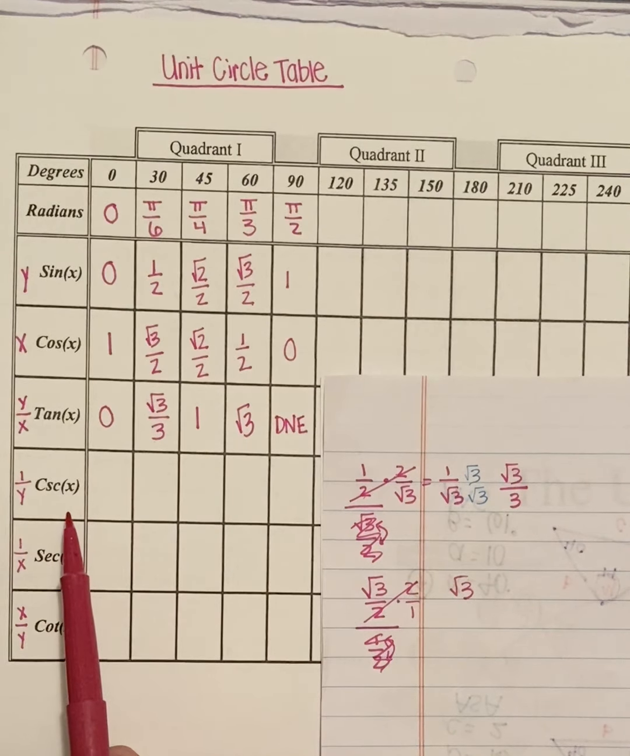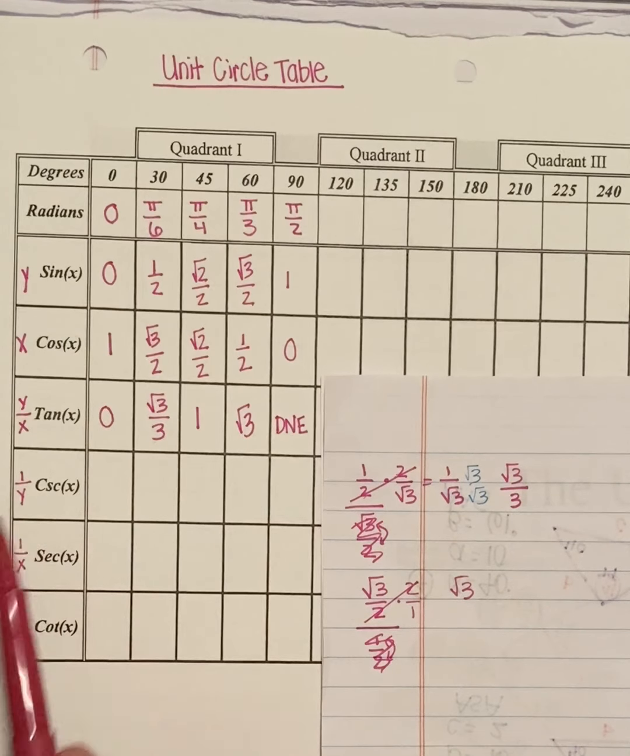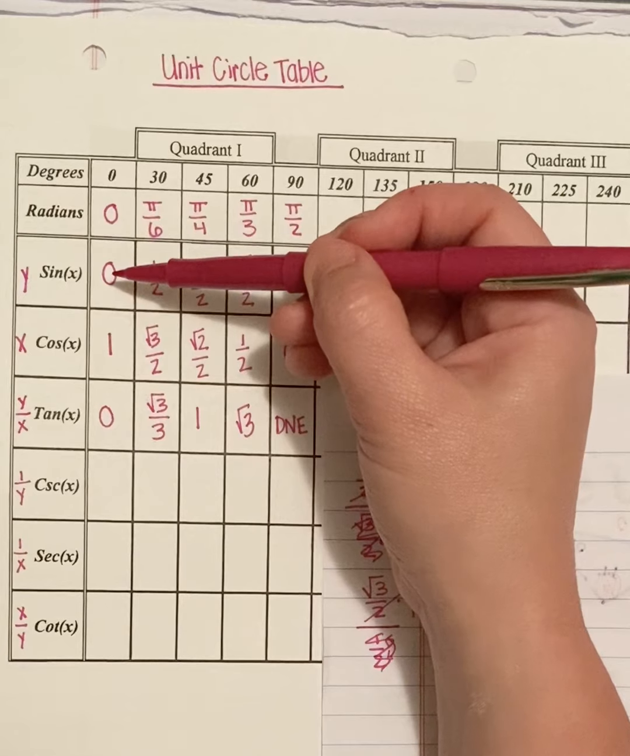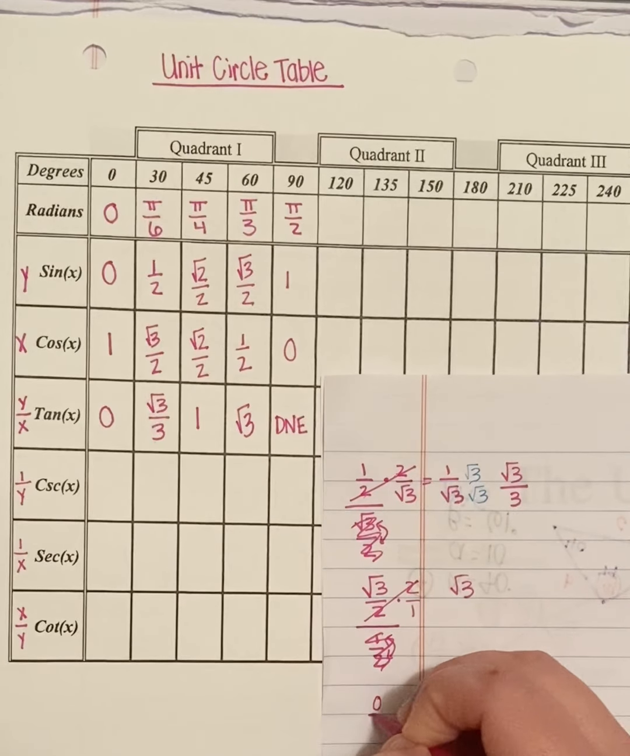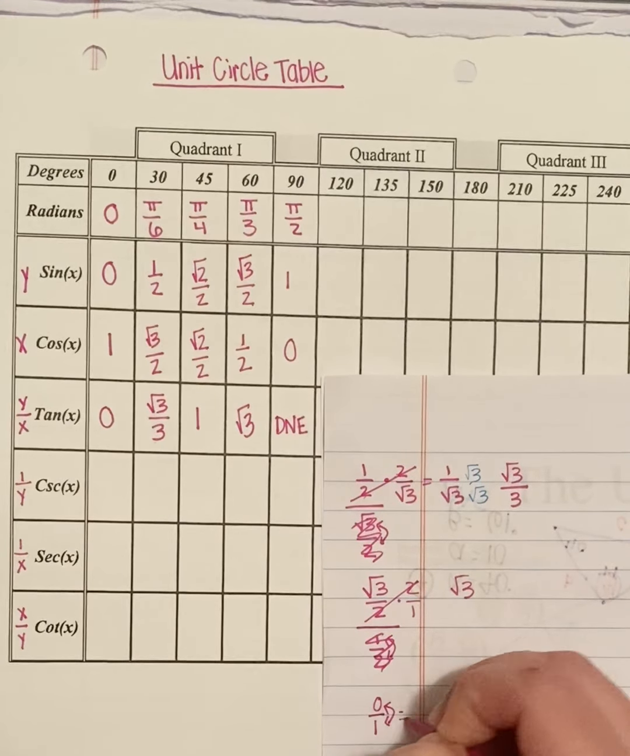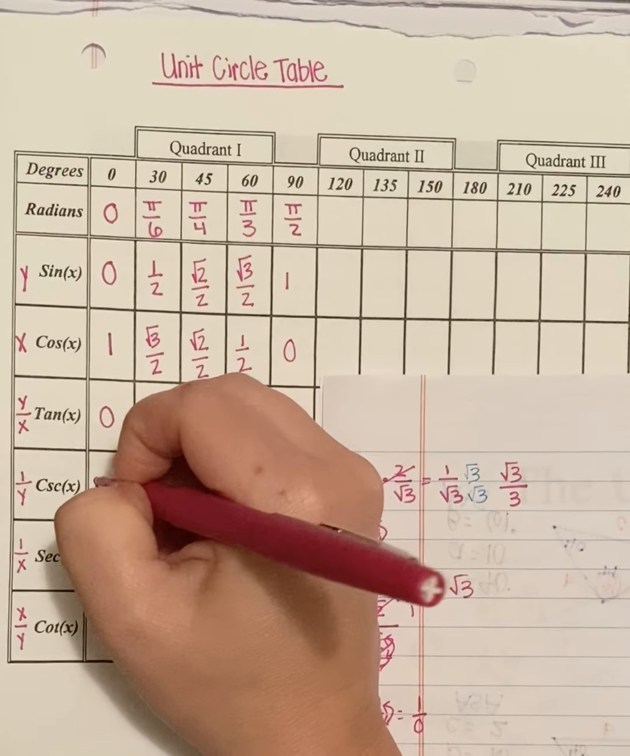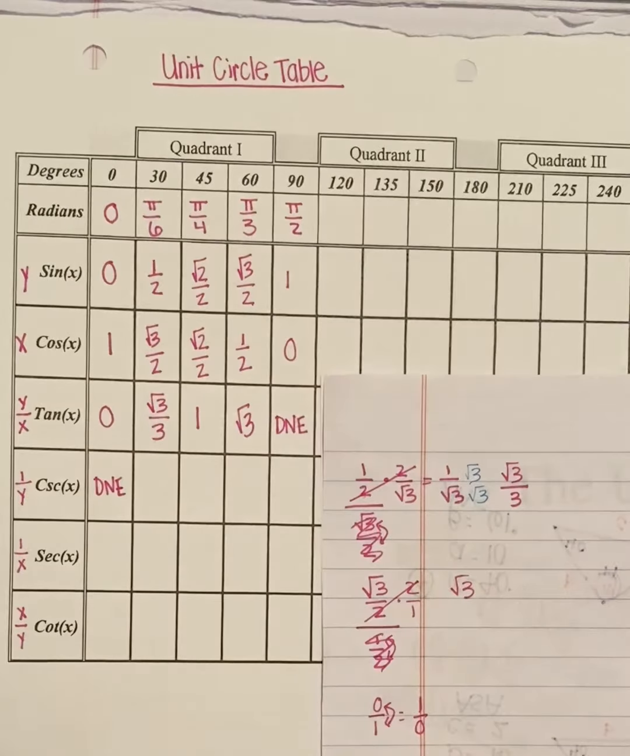All right, next one I want to find is cosecant. Cosecant is 1 over y. So I'm basically taking this right here and flipping it upside down. Now I'm going to take 0 and flip it. Now remember, when we take 0 and flip it, remember 0 over 1. If I flip this upside down, it's 1 over 0. I cannot have 0 in the denominator of my fraction, so this right here does not exist.